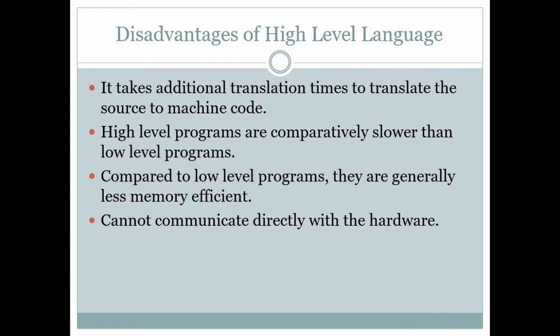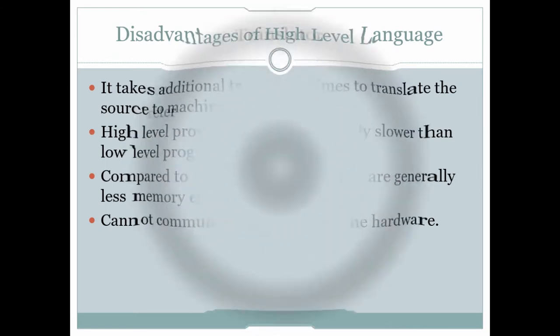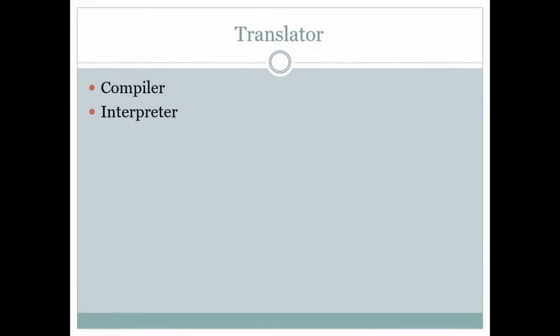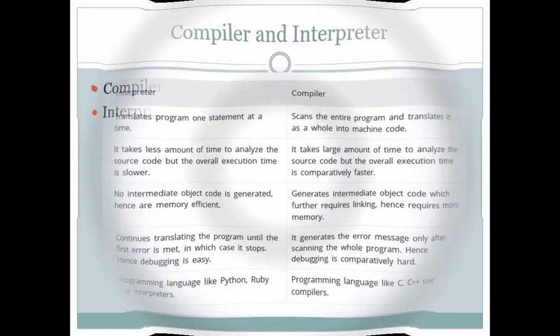Now we will discuss the translator. Translators are software programs that translate high level language into machine code, so that a machine can understand the code. There are two types of translator. They are compiler and interpreter. Here we will discuss compiler and interpreter.